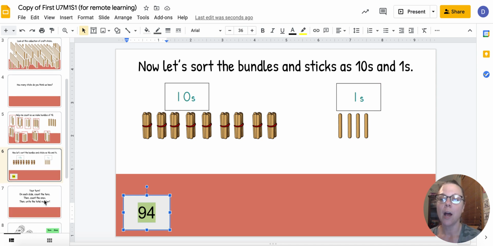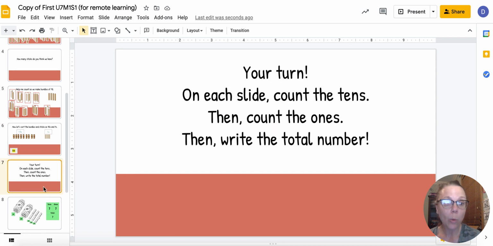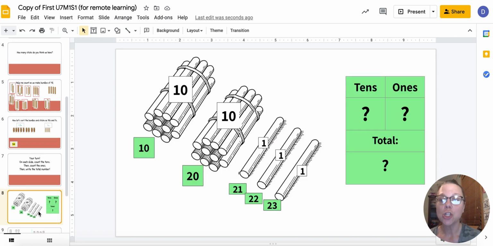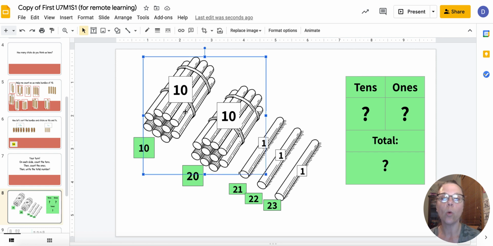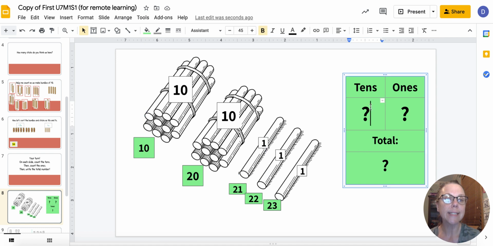Awesome job. All right, now we're going to talk about what you get to do today. You're going to start to practice counting tens and ones. All right, so let's see here. I have a bundle of sticks. 1 bundle of 10, 2 bundles of tens. So in my tens box, I'm going to put a 2. Now I'm going to count my ones. 1, 2, 3. 3 ones.